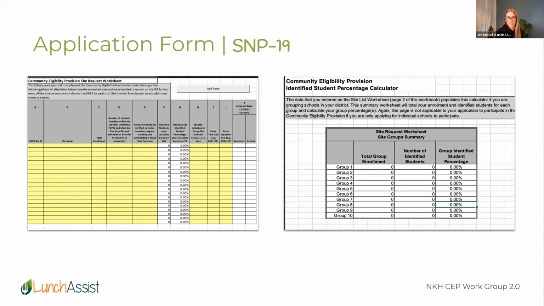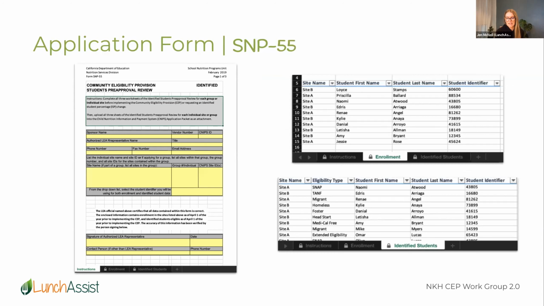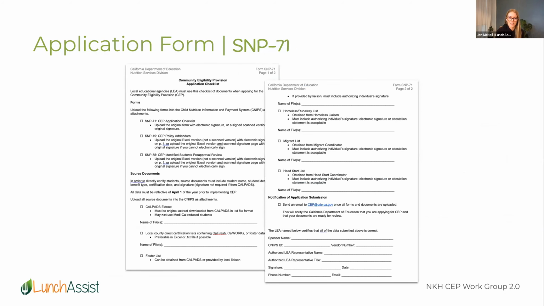Part of the application is going to be completing the S&P 19, which you can see here. It's a spreadsheet, and this is where you'll have your CEP percentages. Then you'll also be filling out the S&P 55, which is a different spreadsheet listing all of your enrolled and identified students. There are 3 tabs: an enrollment tab where you put all of your enrollment data, and an identified students tab where all of the identified students who qualify under your direct certification categories will go. And then the final application form is the S&P 71.